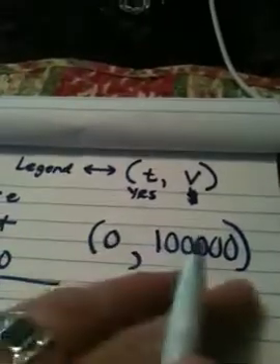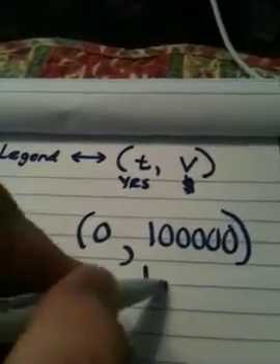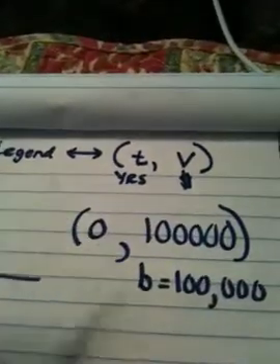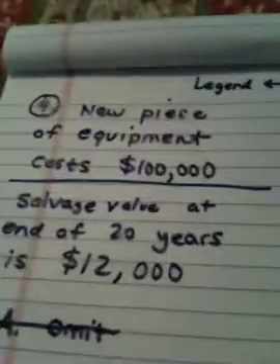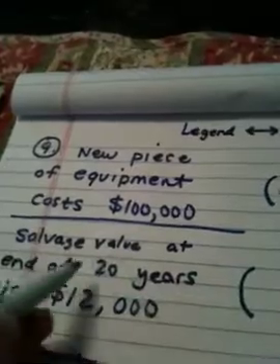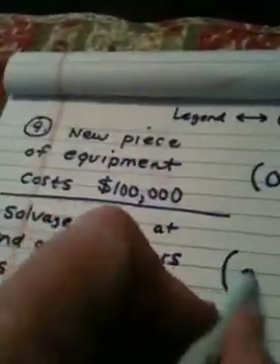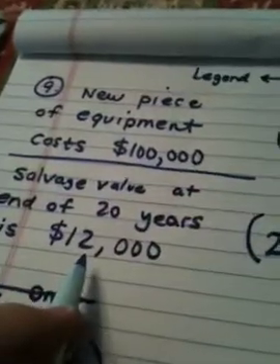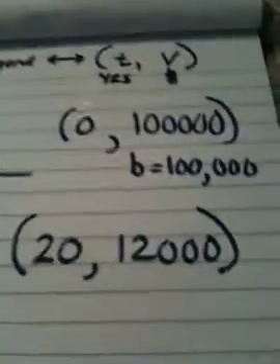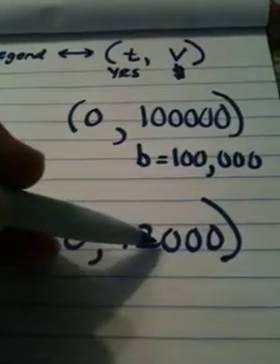And you know what's cool about this? That automatically gives me b. I automatically now know that b is 100,000 because that's at t equals 0. So that's really nice. The salvage value at the end of 20 years is 12,000. If I write this as an ordered pair, what comes first? Time, so the 20. And what comes second is the value, 12,000. So I have two ordered pairs: (0, 100,000) and (20, 12,000).